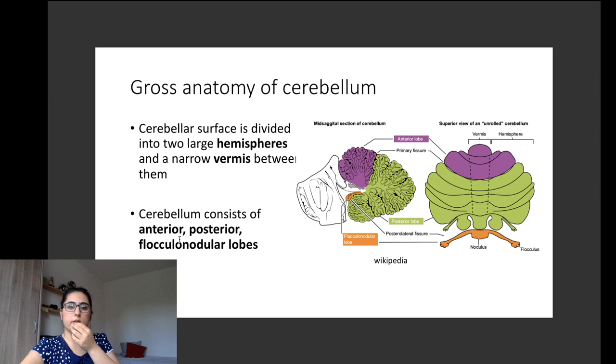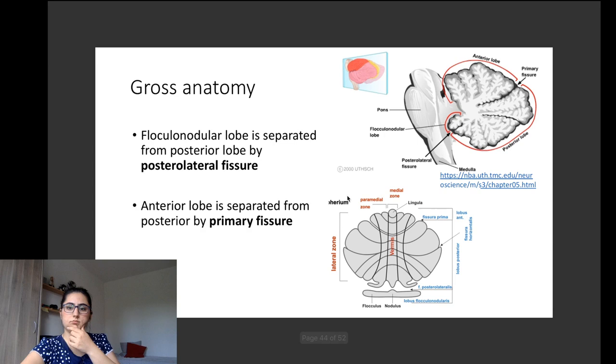In the sagittal view, I can see my anterior lobe, my posterior lobe, and my flocculonodular lobe. Always within the brain, you have to talk about the borders. So if I'm talking about my anterior lobe, it ends in the primary fissure. And then we've got the posterior lobe that goes from the primary fissure all the way to my posterolateral fissure over here. And then we've got this tiny flocculonodular lobe that is separated from my posterior lobe by the posterolateral fissure. Yeah.